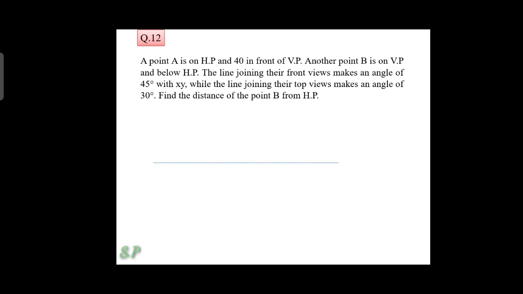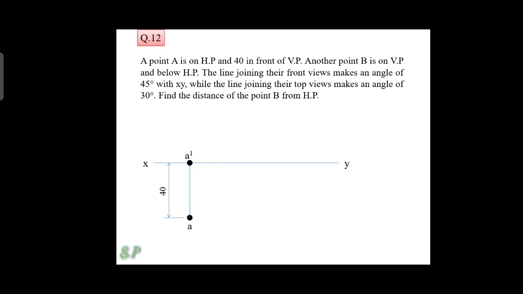Draw the XY reference line, and first I am going to draw the projector of point A. That point A is on the HP, so that is the front view point A dash, and it is 40 in front of VP. So you take a 40 mm distance below the XY reference line and locate the point A.